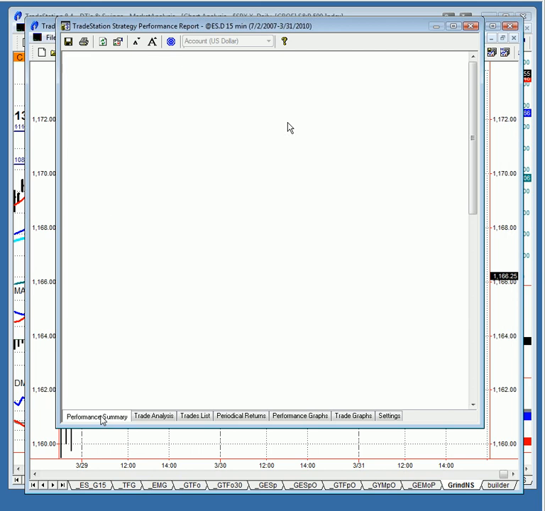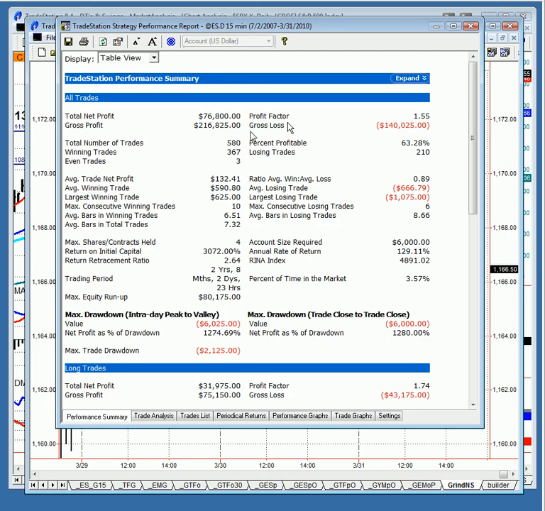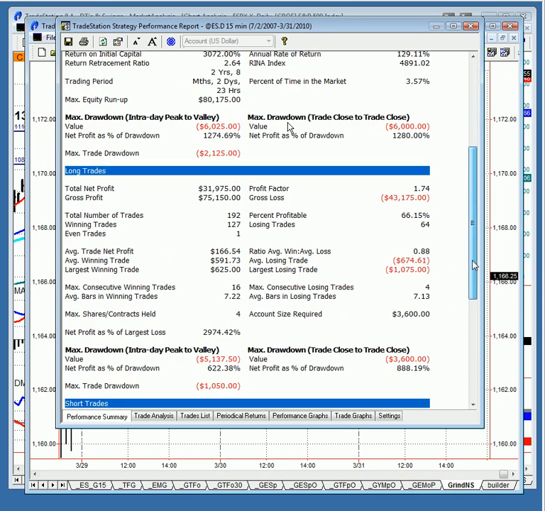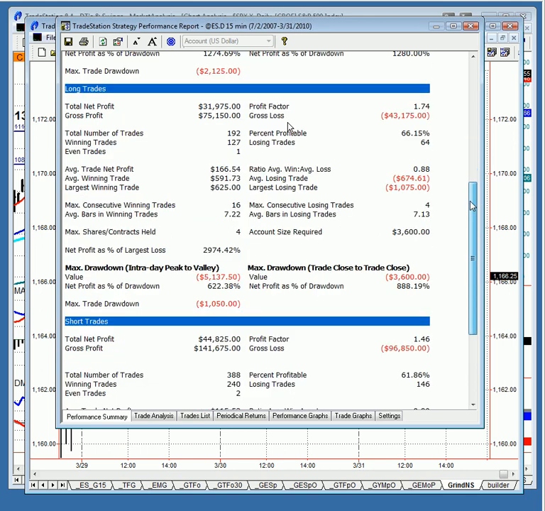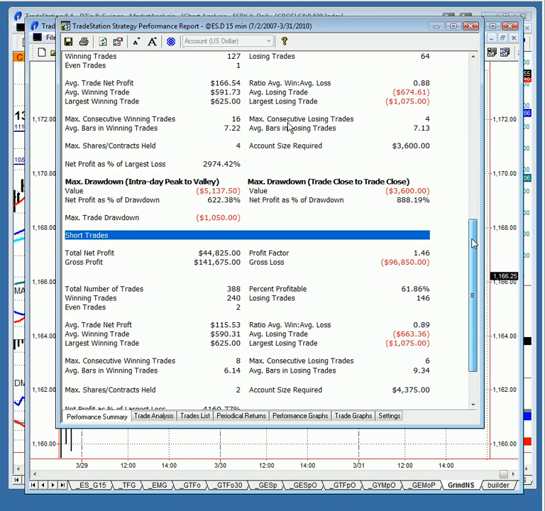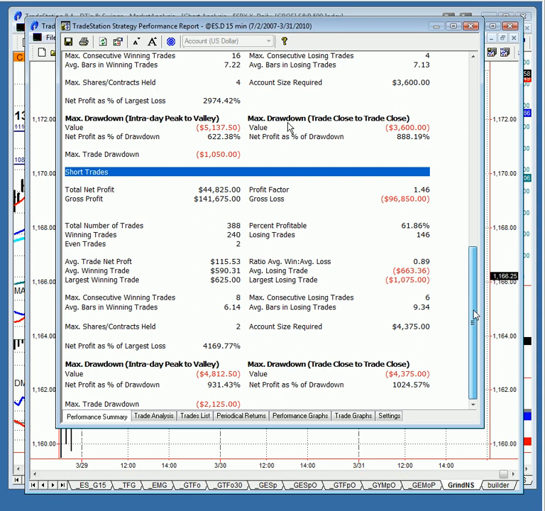Wow, very impressive. $77,000 over the last 2 years and 8 months. $6,000 maximum drawdown, as you can see. Really impressive. $166 an average trade. $32,000 in profit on the long side. The short side, $115 average trade. $44,000 on the short side.